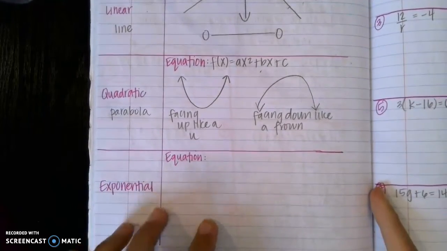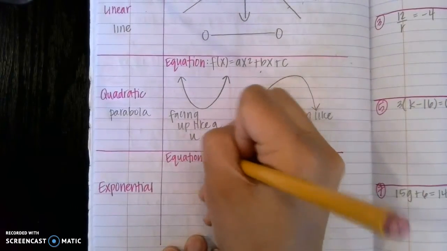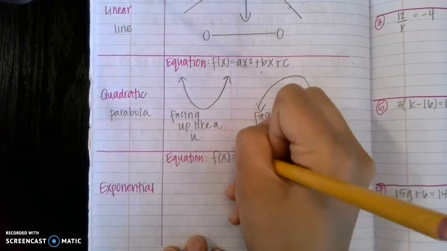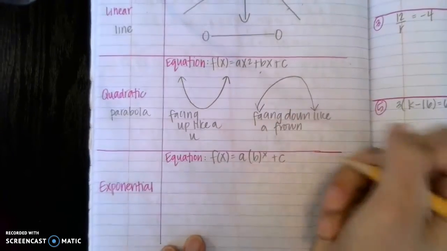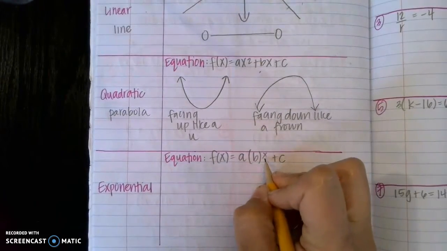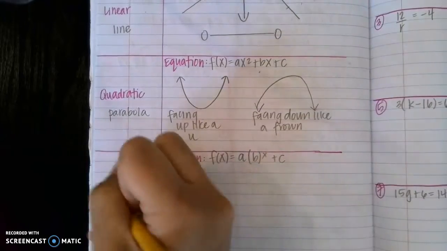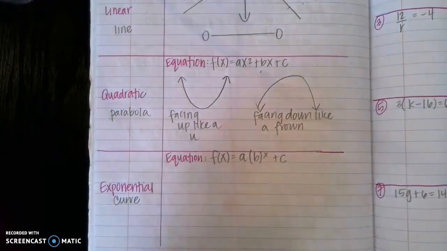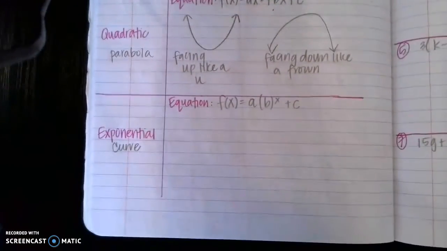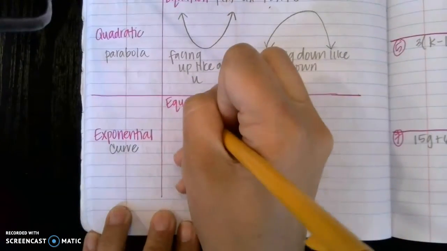And then finally, our exponential equations are in the form of f of x, or y, same thing, equals a times b to the x plus c. And the reason why this is an exponential equation is because the x is in the exponent. And this forms what is called a curve. And there are 2 different ways that we can represent an exponential function.